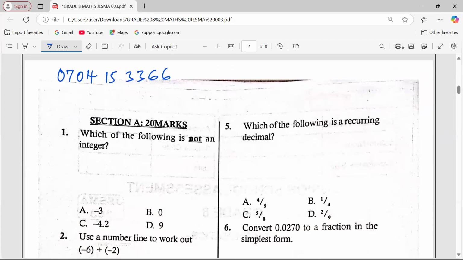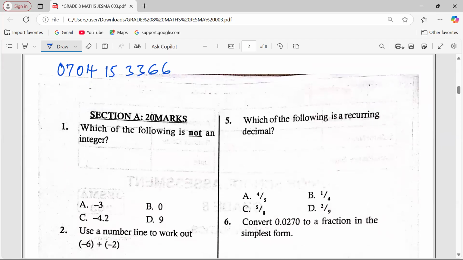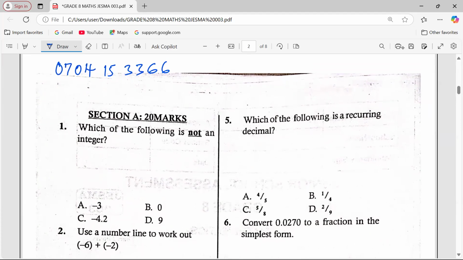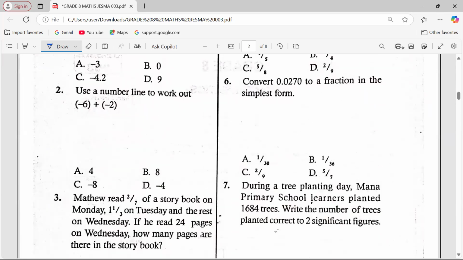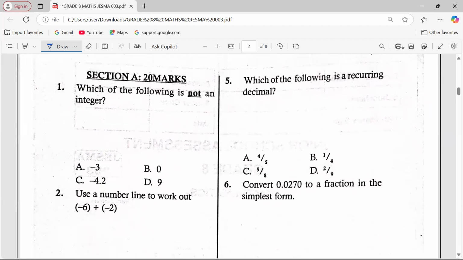We're going to revise this paper from number 1 all the way to the last question. And so I request learners to be ready, to be prepared, and to be keen in this lesson. So we begin with number 1.